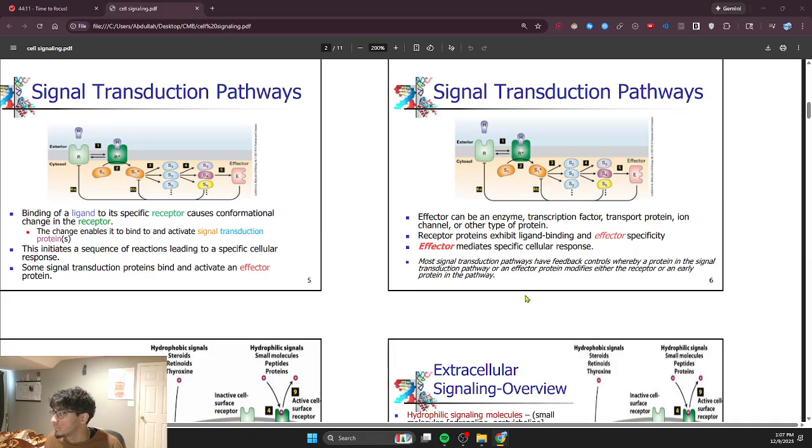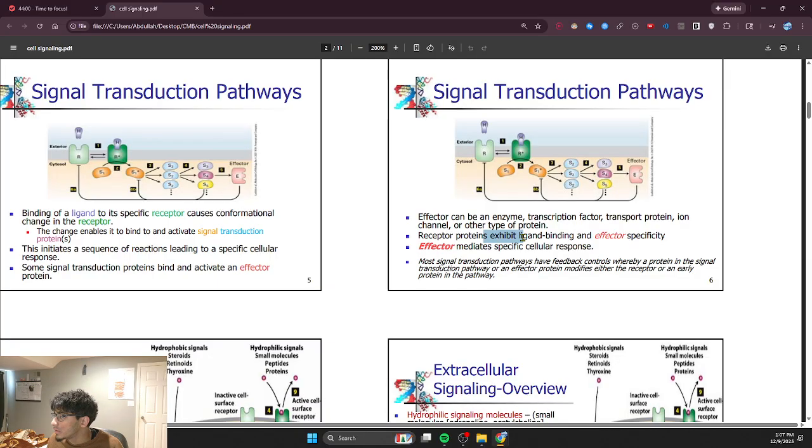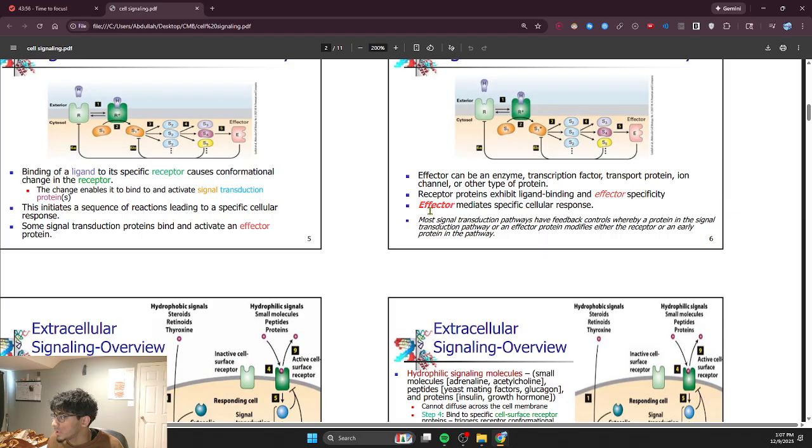Transport protein. Effector can be transport protein as well. I always forget this. Okay. Exhibit ligand binding and effector specificity. I knew that. Effector mediates specific response.